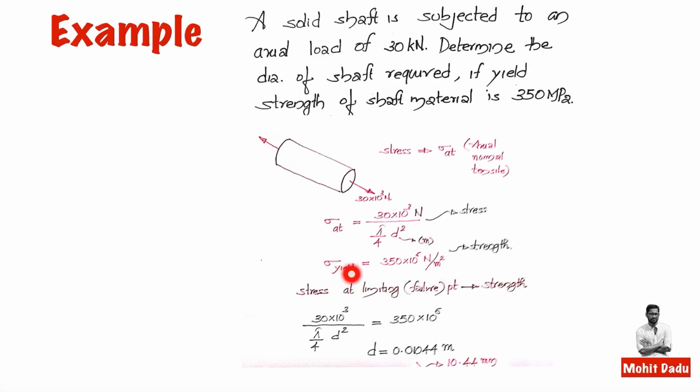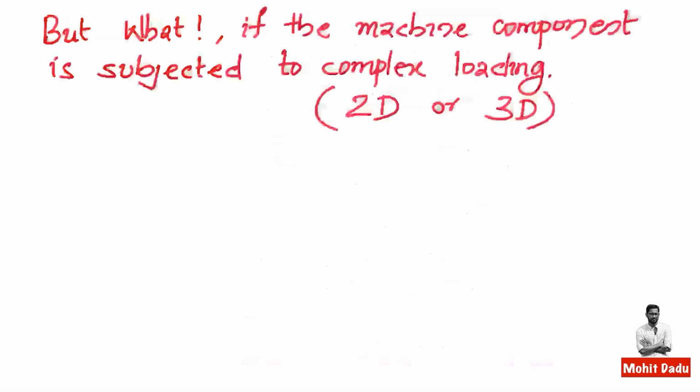So you have the stress induced and the strength of the material. You can directly compare them as both of these loading conditions are uniaxial. So you will equate both of these for the limiting condition. After solving this, you will get the diameter as 0.01044 meter, which is equivalent to 10.44 mm. So this problem you can solve easily as both loading conditions are similar. From the standard test you have uniaxial, and the loading given in this problem is also uniaxial.